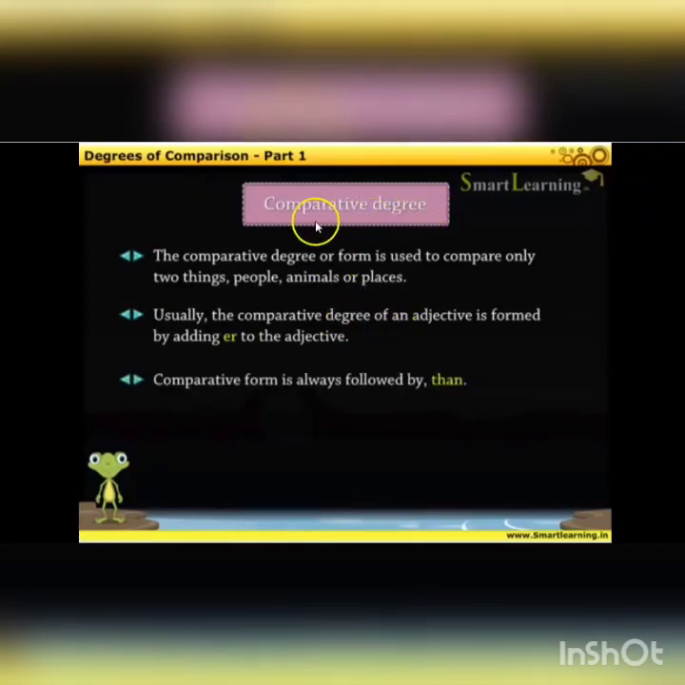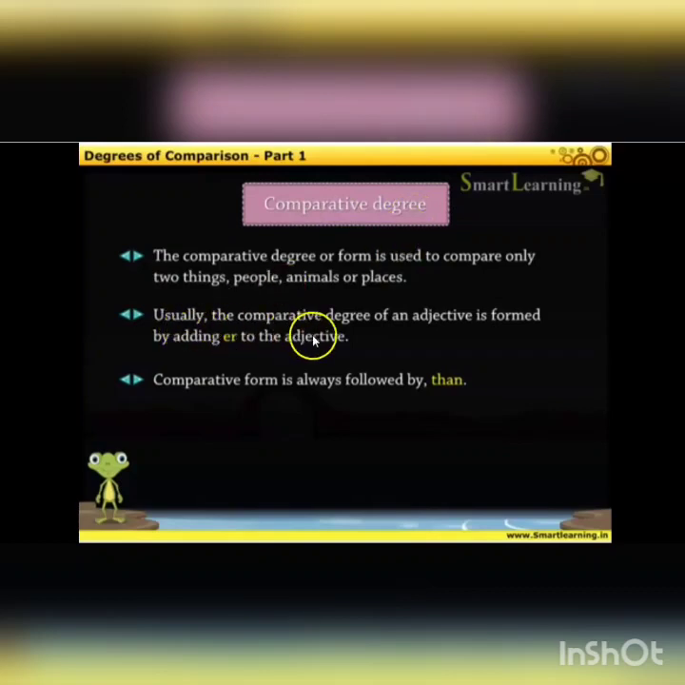Comparative degree. Now what is a comparative degree? In comparative degree, you compare things. The comparative degree form is used to compare only 2 things, people, animals or places. Only 2 things, 2 animals, 2 people or 2 places can be compared. That's why it is called comparative degree. You're comparing between 2.